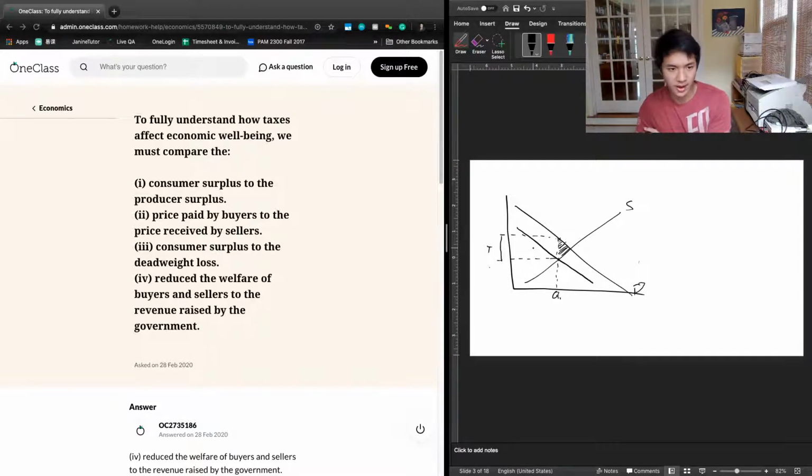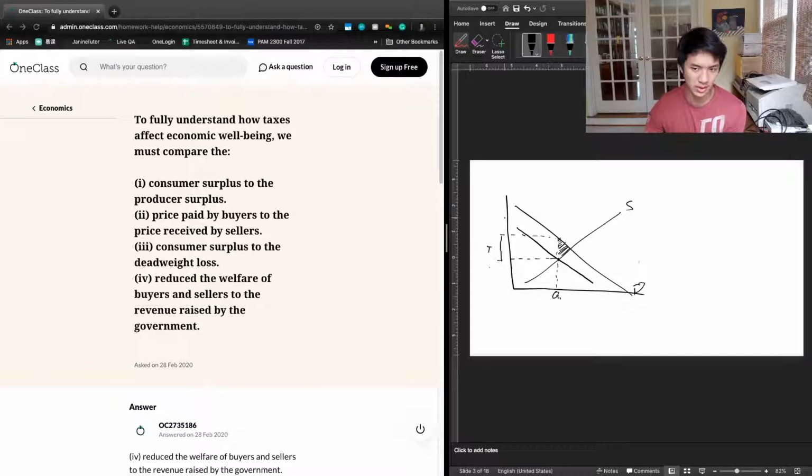Second says the price paid by buyers to the price received by sellers. And so this is something that is important. We say that the price paid by buyers is up here and the price received by sellers is down here. But again, we're missing the total tax amount, so it's not going to be fully encompassing. Three says consumer surplus compared to deadweight loss, so we would have this comparison right here to this one over here, but we're missing both the producer surplus and the government revenue, so that's not going to be a good answer. And finally, we have the reduced welfare of buyers and sellers compared to revenue raised by the government.